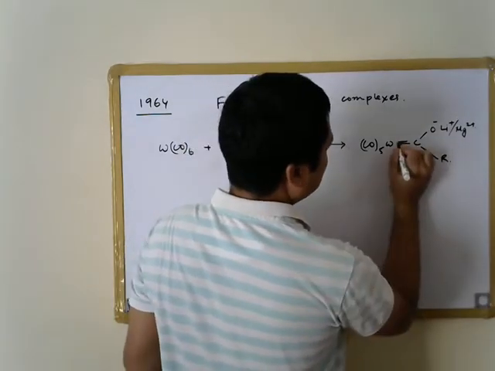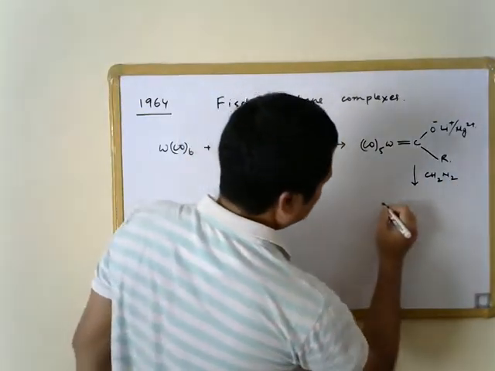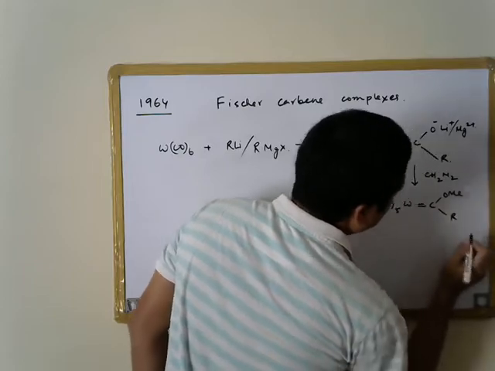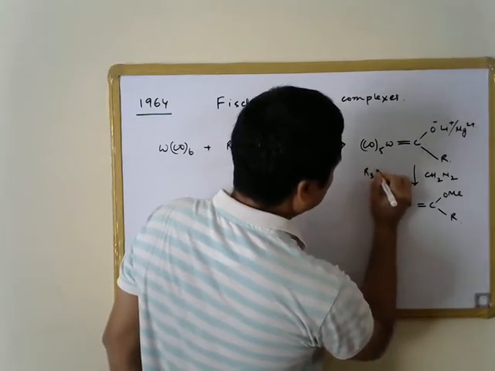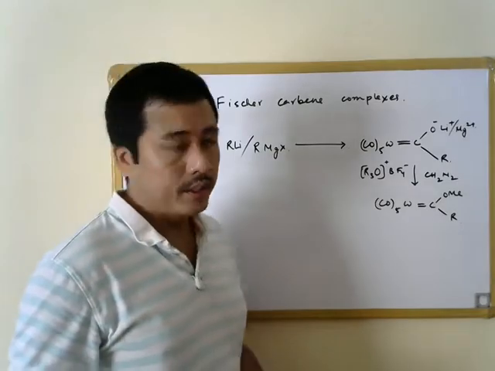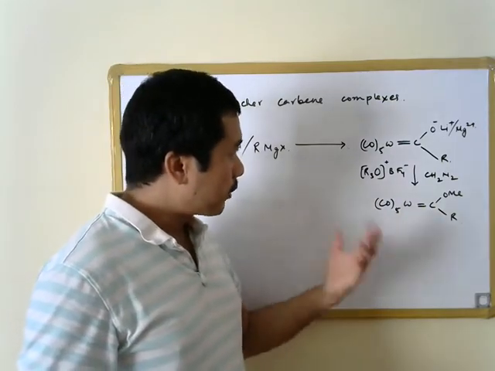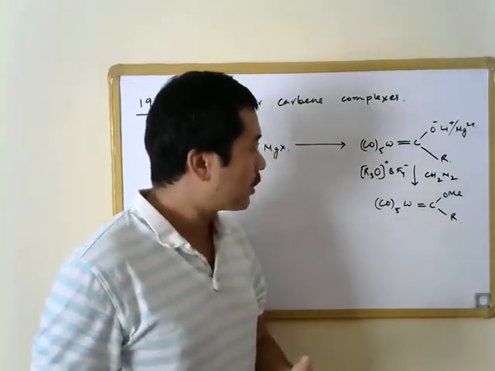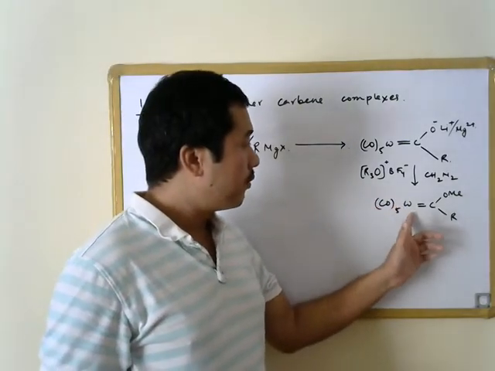After that, this intermediate complex is alkylated. Fischer used diazomethane for the alkylation reaction, while nowadays people use Meerwein's reagent, that is an oxonium salt, for the alkylation reaction, which is much easier to handle as compared to diazomethane, and that is why performing the reaction becomes easier when you use Meerwein's reagent instead of diazomethane. So this is how the Fischer carbene complex, the first metal carbene complex, was prepared in 1964, where there is a formal metal to carbon double bond.